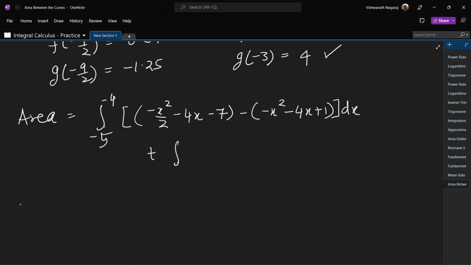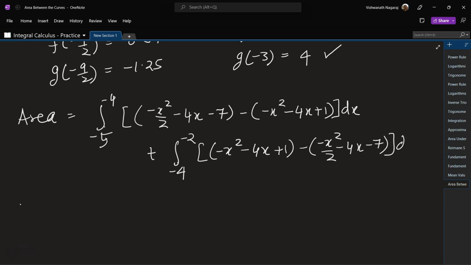plus integral from minus 4 to minus 2 of, now g of x is higher, so which means minus x square minus 4x plus 1 minus x square by 2 minus 4x minus 7 dx.